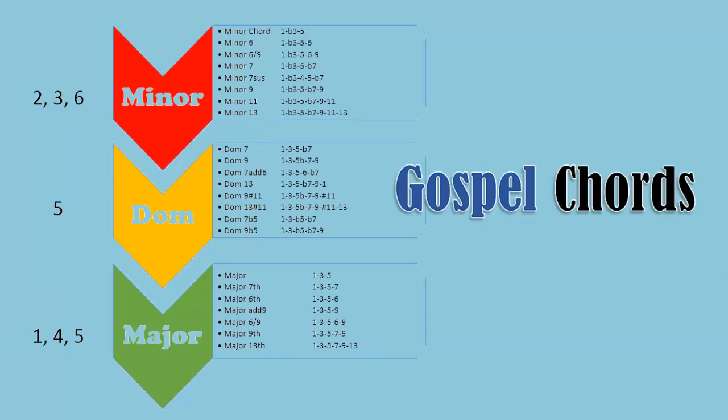Now, when you take that information again and boil it down to another level, you'll see that your chord movements, the most dominant chord movement is a 2-5-1. And if you look at the minor chords, I had mentioned earlier, there are 2, 3, and 6, 3 minor chords. Then there's one chord that can be major or dominant, and that's the 5 chord. And then there's 3 chords that are major, and that's the 1, 4, and the 5.